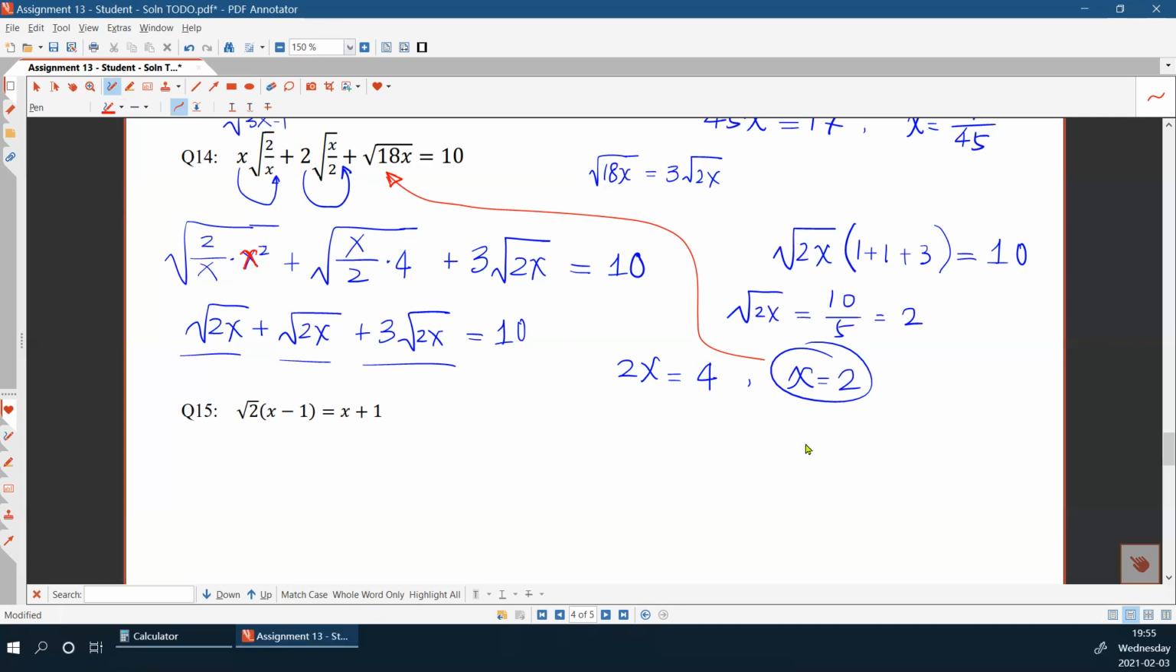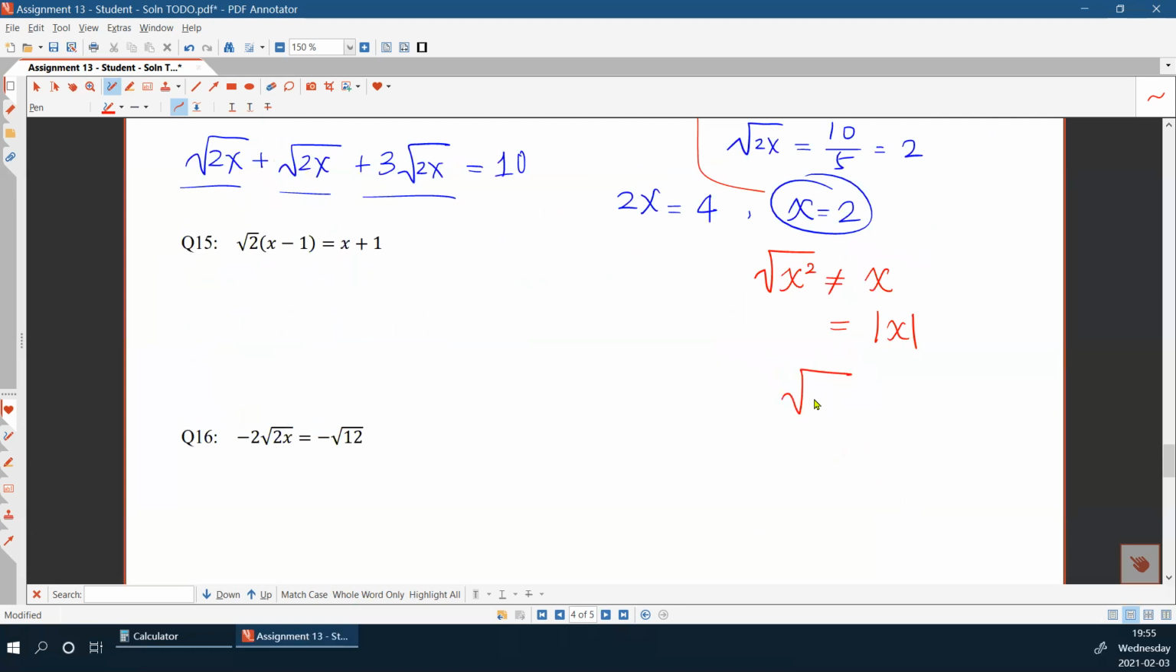Okay. Another explanation is that actually the square root of x squared is not equal to x. It's actually equal to the absolute value of x, right? For example, if x is 2, if x is minus 2, for example, when x is minus 2, the square root of x squared gives you square root of 4, which is 2, right? This is not equal to x. It's actually equal to the absolute value of x, which is 2. Can you see that? Do you see what I mean here?